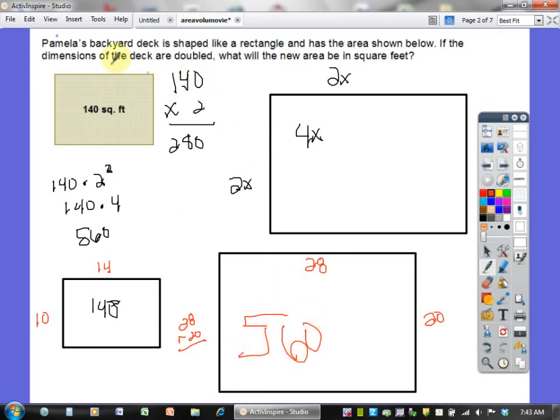So when we think about doubling any dimensions with area, and this is the key, right here it says square feet, which tells me what the exponent should be. The exponent should be 2 with area.